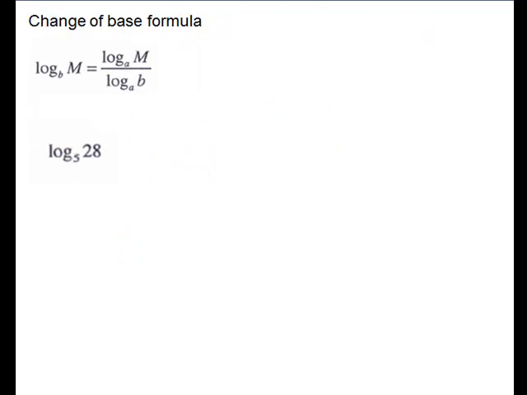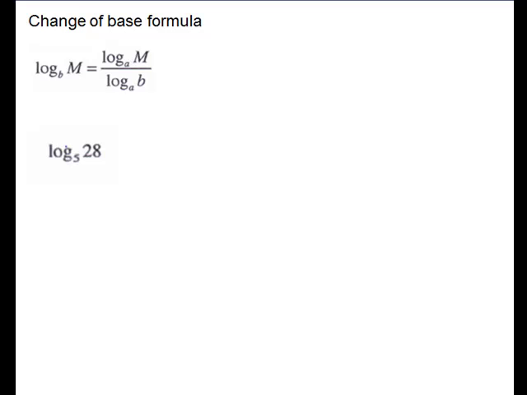The change of base formula allows us to evaluate any logarithm on our calculator. Remember, your calculator has just 2 buttons for logs. It has common log, which works base 10, and natural log, which works base E. So we can convert any logarithm with any base into a common log or a log base E and then use it on our calculator.